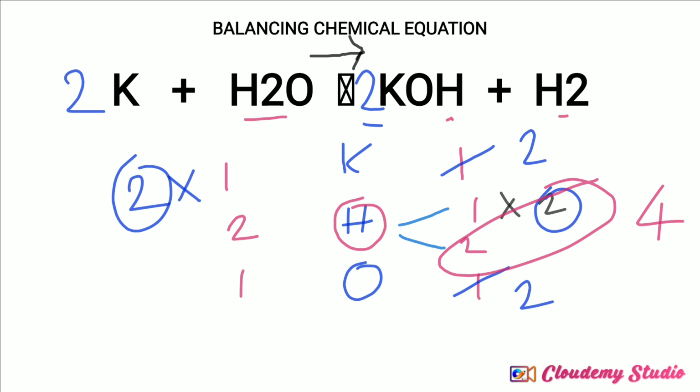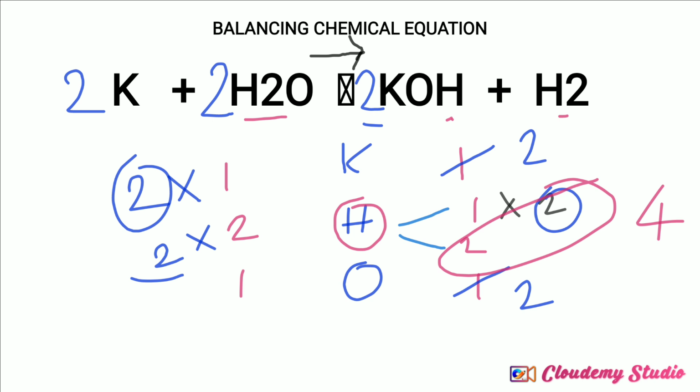The next one is which atom? That is hydrogen. At the right hand side, 4 hydrogen atoms. But the left hand side, only 2 hydrogen atoms are there. Therefore, this 2 also needs to be multiplied by 2. Again, this 2 we need to write as a coefficient of this hydrogen. The hydrogen at the reactant side is present along with oxygen as water, H2O. So this 2 has to be written as a coefficient of water.